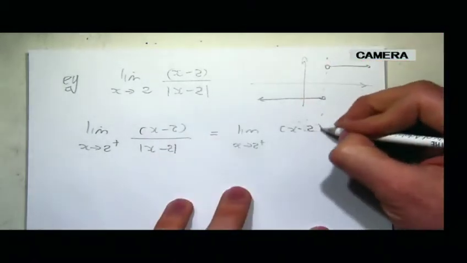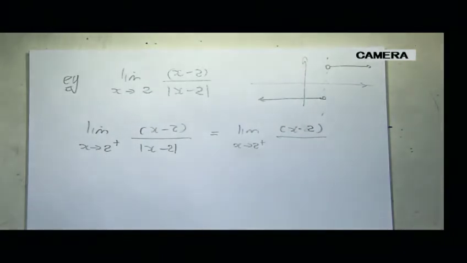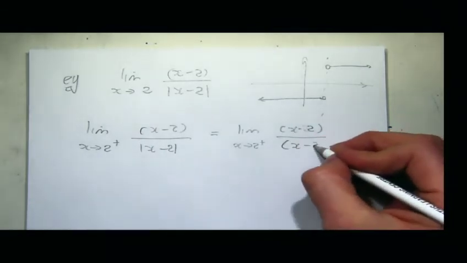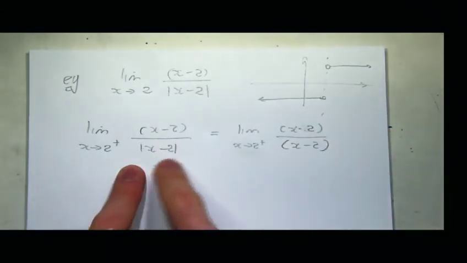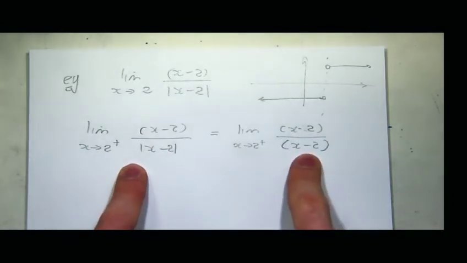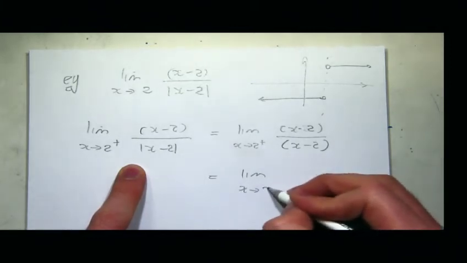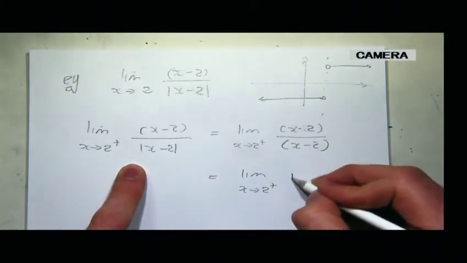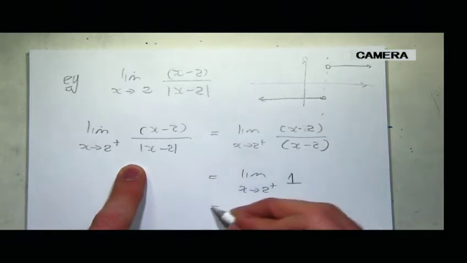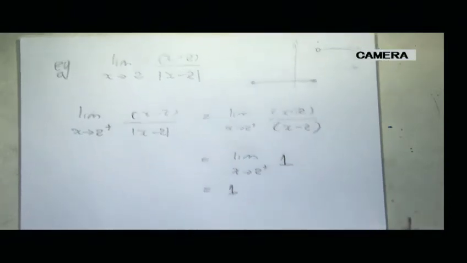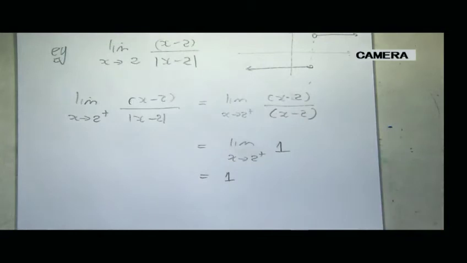When x is above 2, x minus 2 is a positive number, which means that mod of x minus 2 is still positive. It's the same as what it was before. So I get this. So the mod has become the plus version of the mod. So the x minus 2 and x minus 2 cancel and I get a 1.